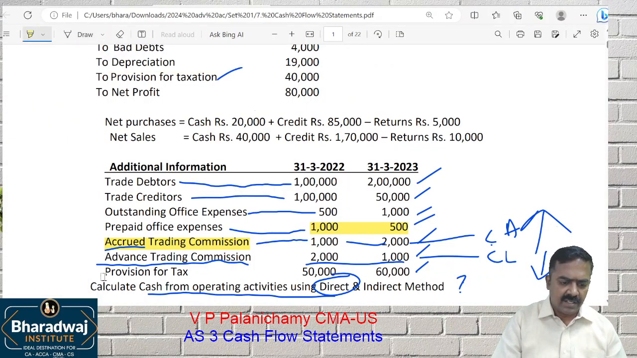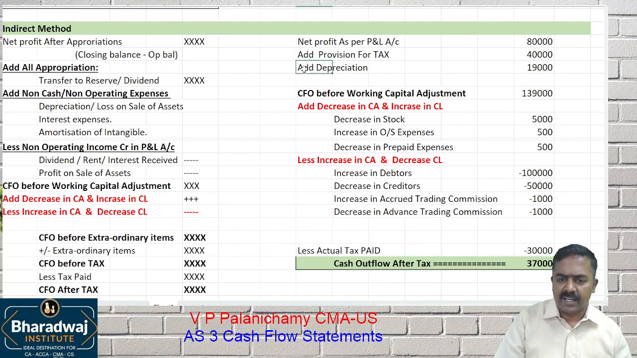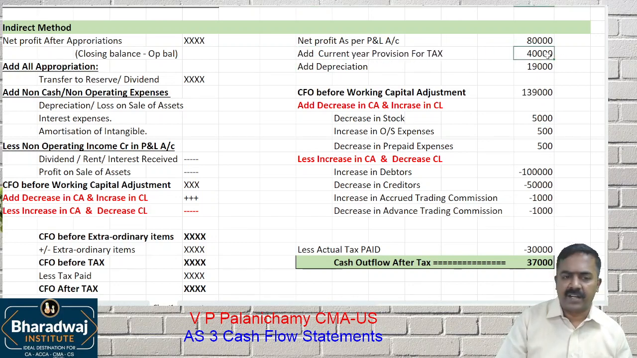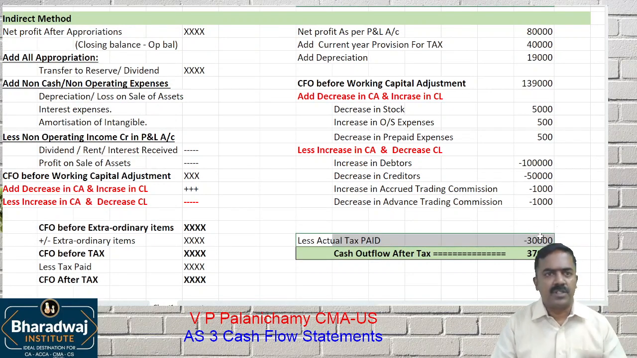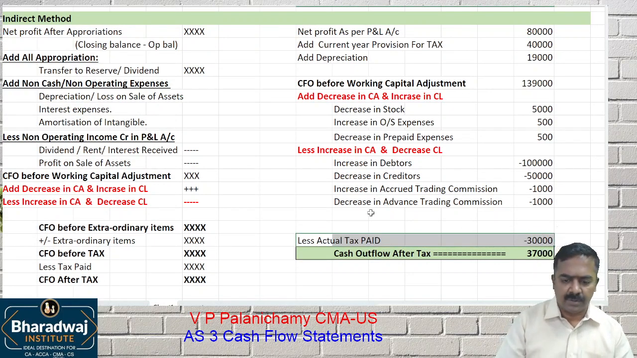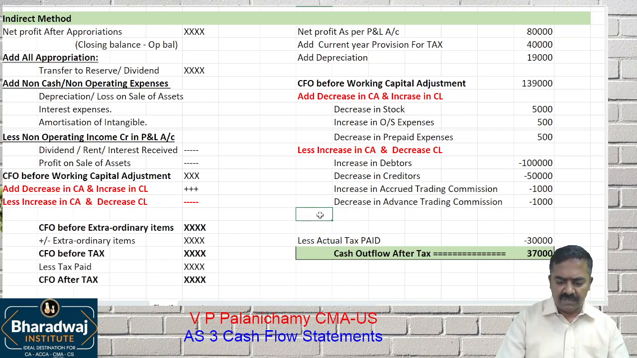Provision for tax is adjusted separately. We added back the current year provision for tax, and the actual tax paid we will reduce. So ignore that provision for tax. That's all we adjusted. So this should give us CFO before tax.